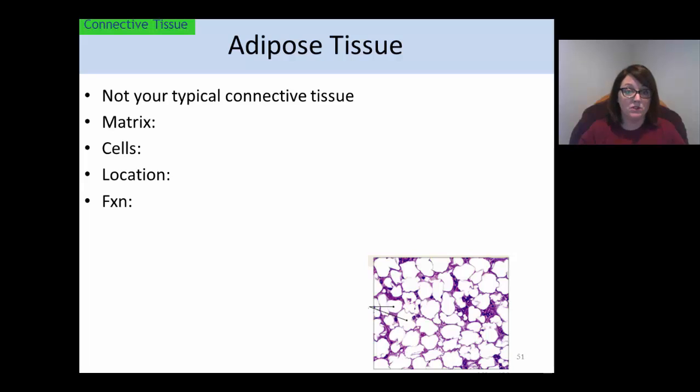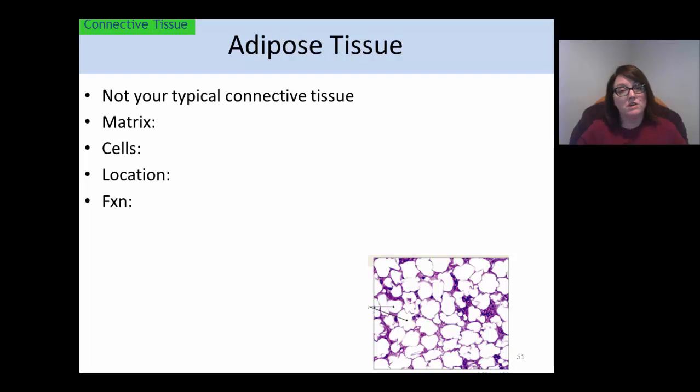Next up is adipose tissue, which is not your typical connective tissue because it lacks a matrix. So it's quite unusual in the connective tissue category. The cell types here are called adipocytes. Adipose is fat, so these are cells that store fat. Adipocytes do not undergo mitosis, but they're very good at undergoing hypertrophy, which is getting bigger, and they're very good at atrophy, which is getting smaller. As they take on or get rid of fat, they will undergo hypertrophy and atrophy.